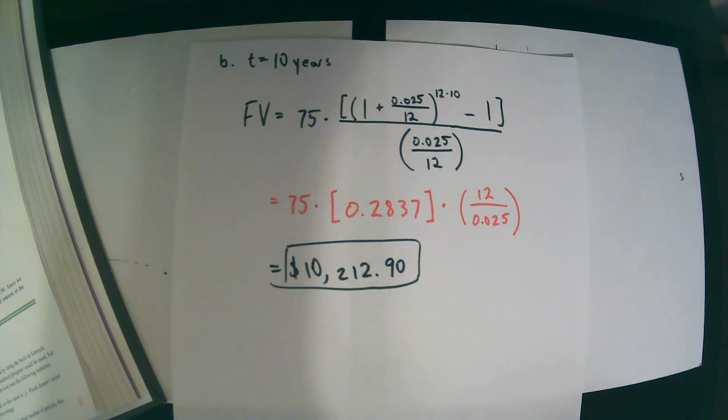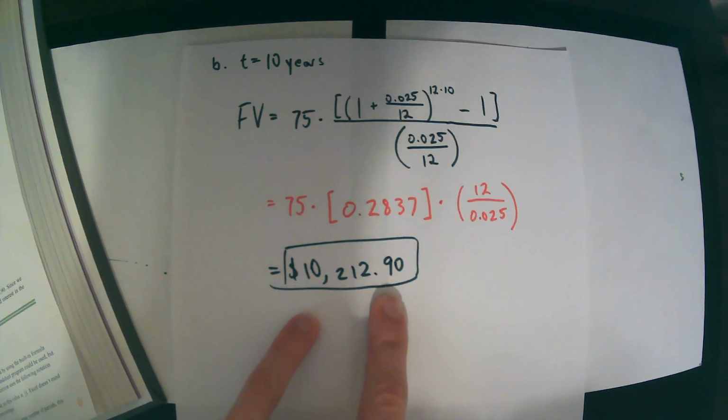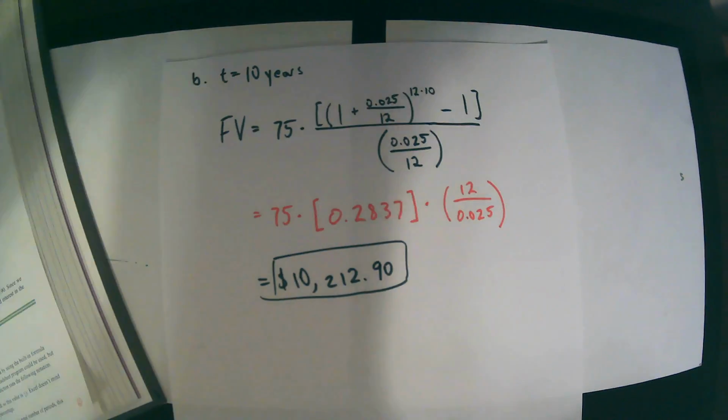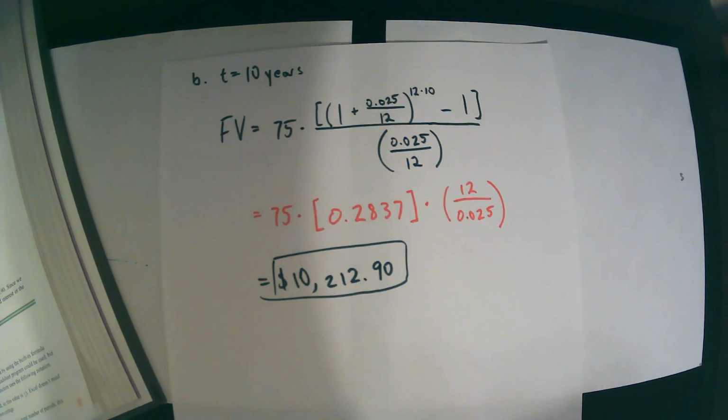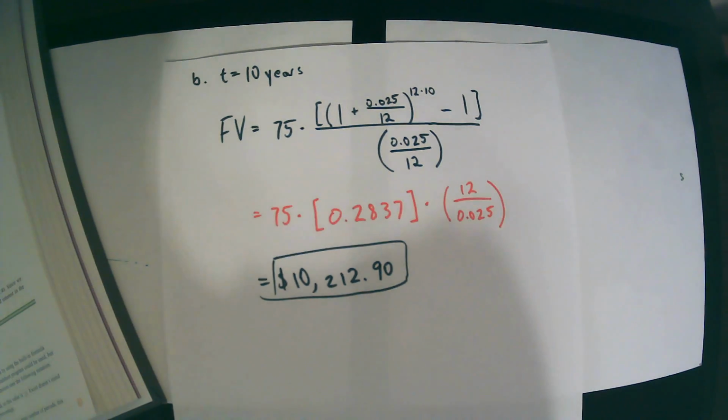Okay, so he put in $9,000, but this will be the actual future value after 10 years. So not that much. I mean, it's still, $1,212.90 will be what the account gave him. Okay.